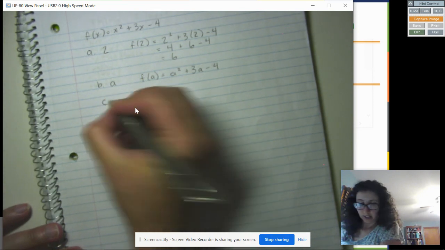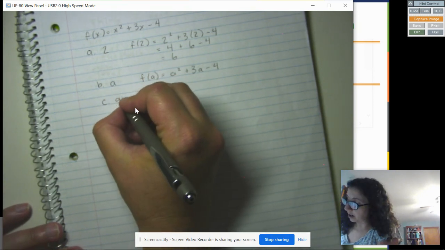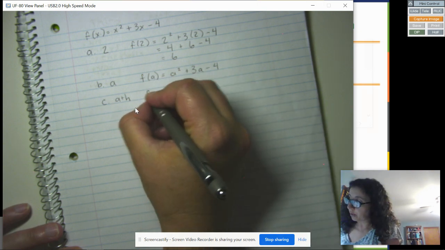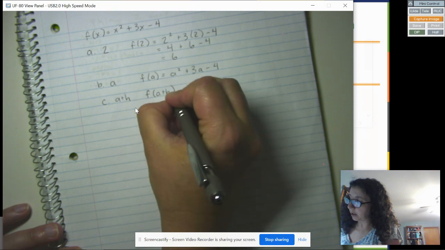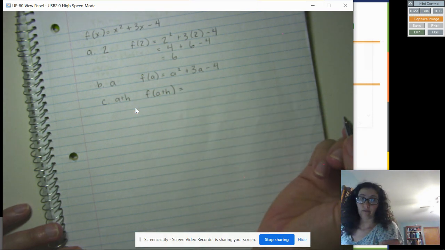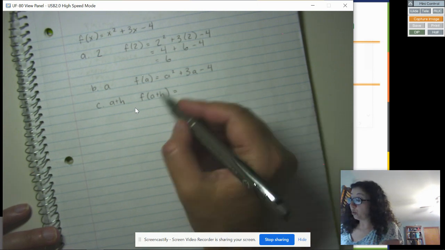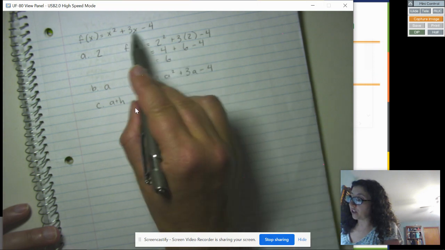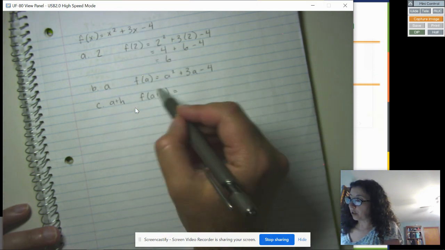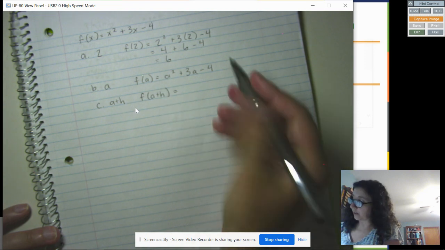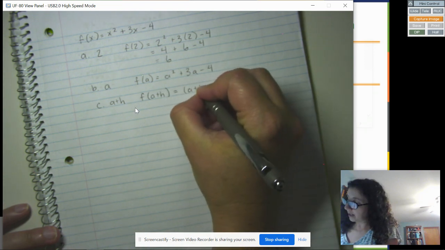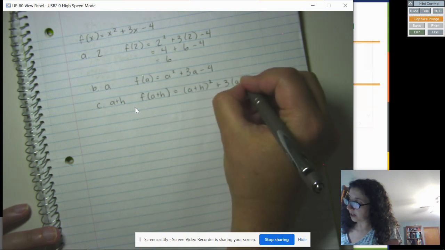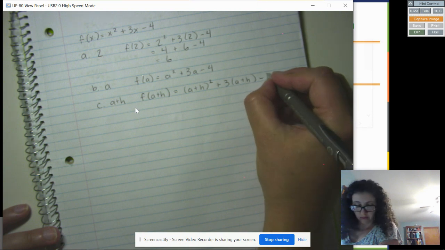All right, let's see. In part C, they wanted us to find it at the point a plus h. This is getting weirder. All right, so we want to evaluate it at a plus h. Okay, now we've got two letters added together. We're going to plug those in. We're going to look at our original function, and everywhere there's an x, we're going to plug in everything that's inside these parentheses. So we'll have a plus h squared plus 3 times a plus h minus 4.